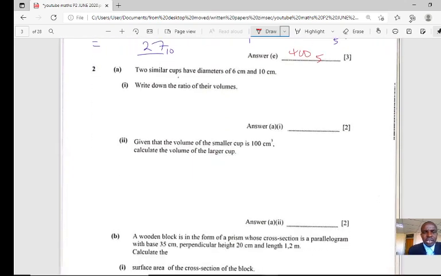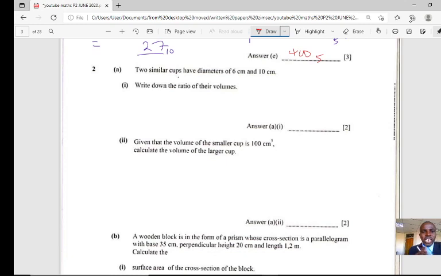Next, number 2, it reads, two similar cups have diameters 6 centimeters and 10 centimeters. Part 1, write down the ratio of their volumes. Right.